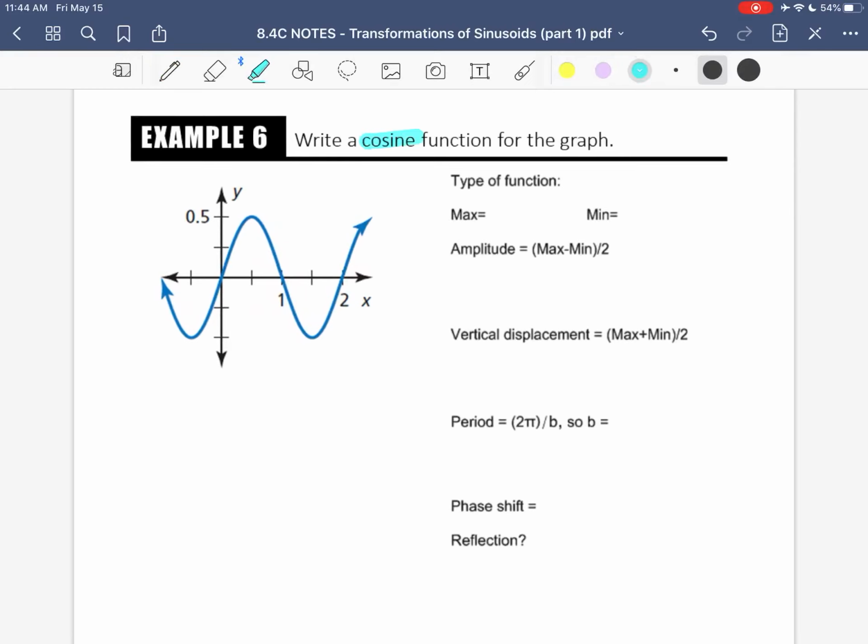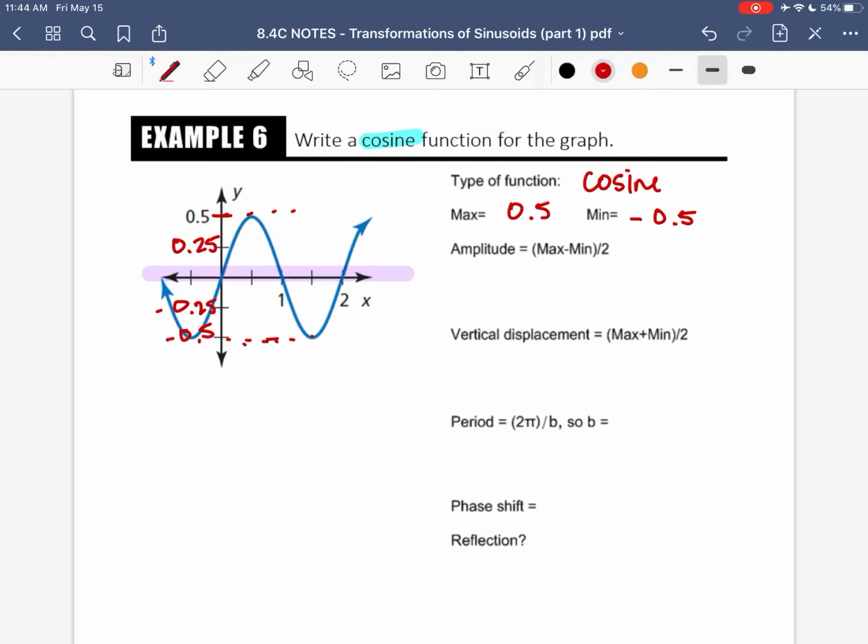All right, let's do one more of these. We're going to write another cosine function. So that was so fun the last time. Okay, type of function, cosine. Max value, 0.5. Min value, this is different. Let's see, so we got to be careful with this. So if this is 0.5, then that tally mark must be 0.25. That means what? -0.25 and then -0.5. So our min is -0.5.